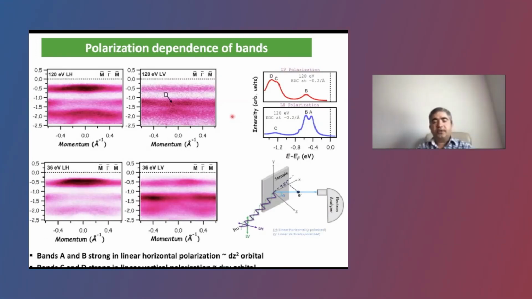Okay, so we also did the polarization dependent measurement, and we found that with linear horizontal polarization, some bands are highly enhanced, and with linear vertical polarization, the other bands are highly enhanced. So we conclude that bands A and B are strong in linear horizontal polarization, and their origin is the dz square orbital of niobium, and C and D are in linear vertical polarization, which is the dxy orbital. So different orbitals couple differently with the polarized light.